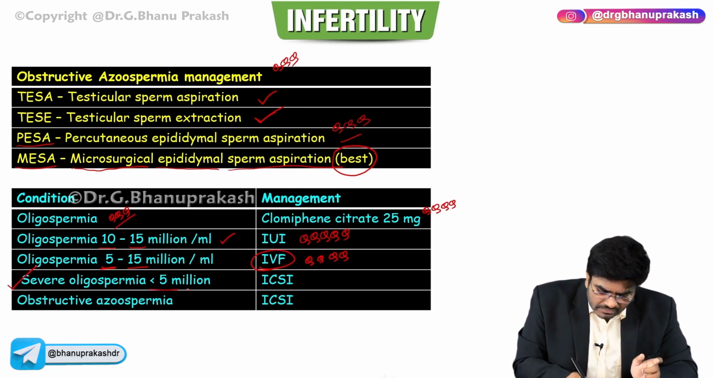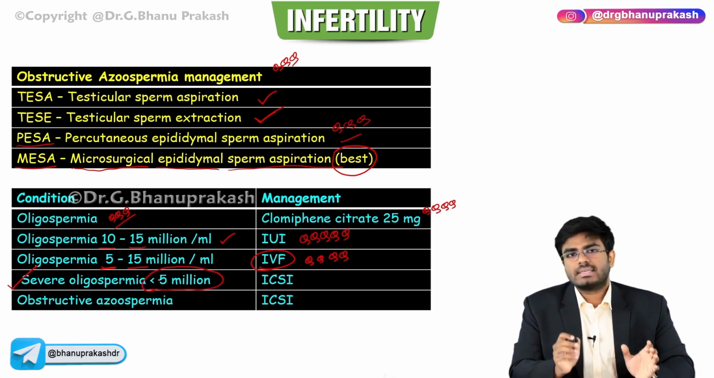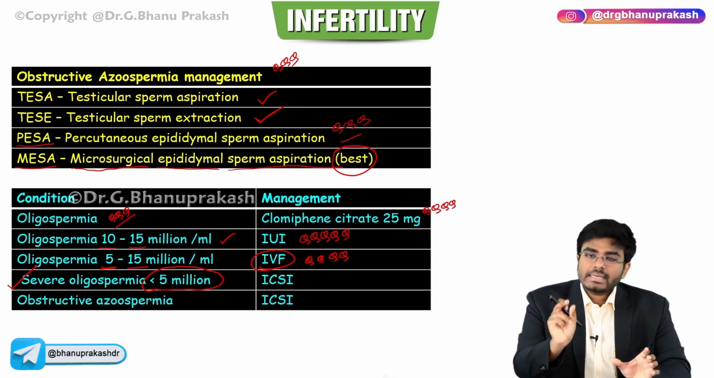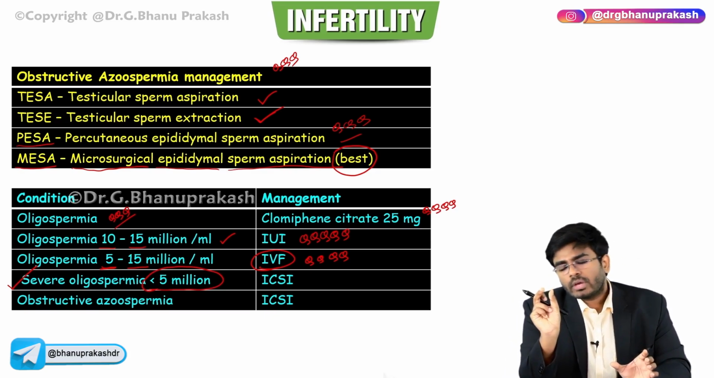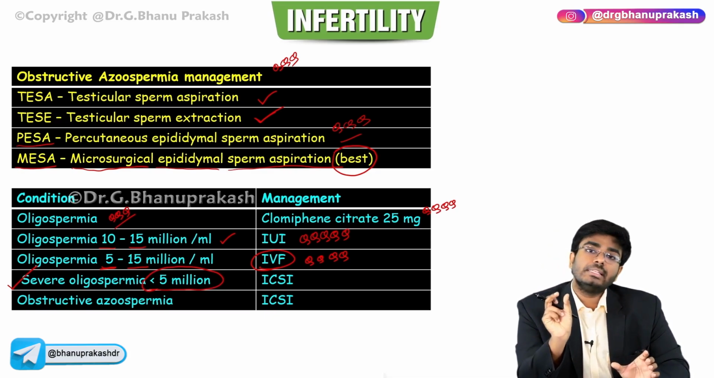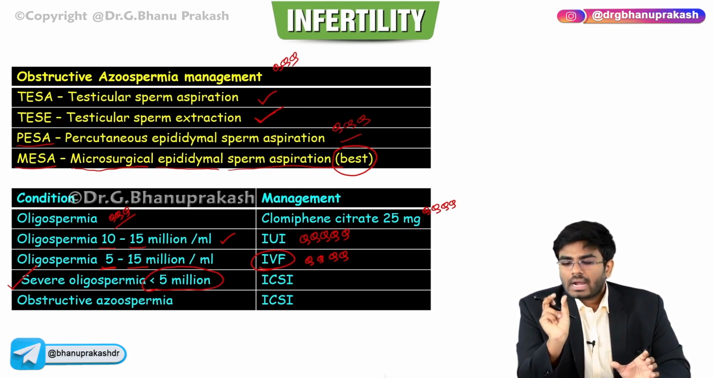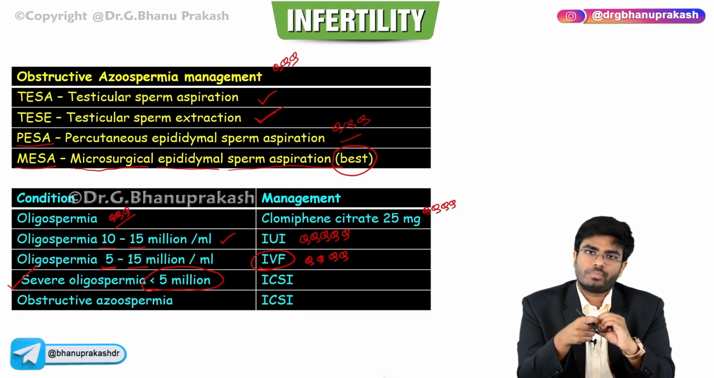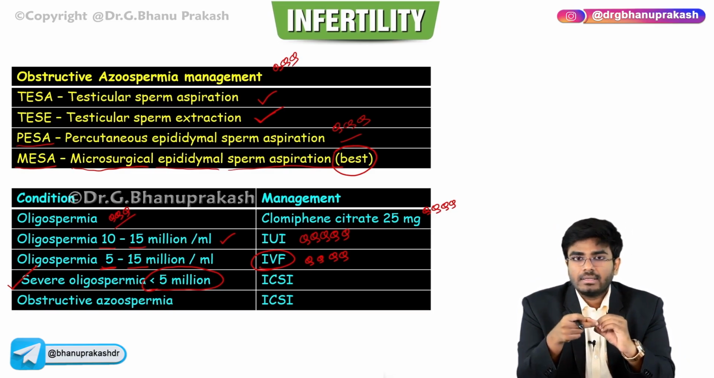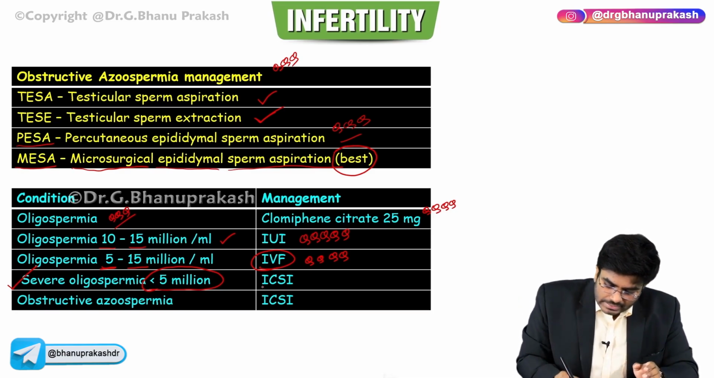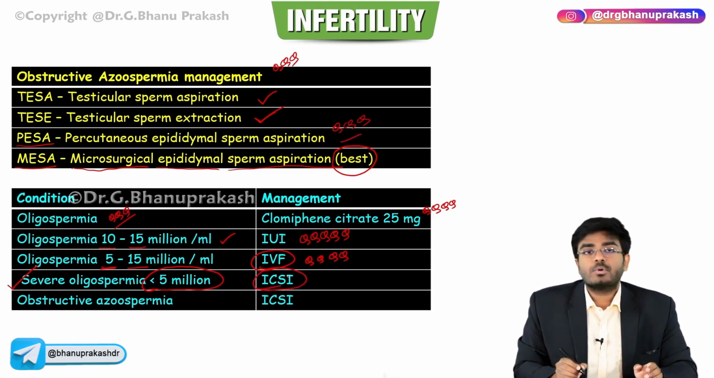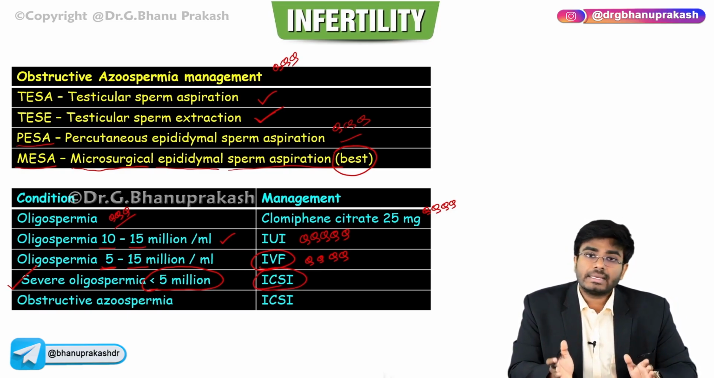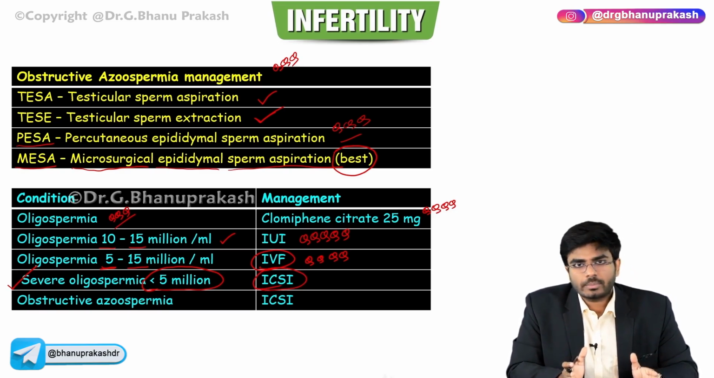Less than 5 million is a very low count. Now in these cases, we are not going to take any chance. We will be directly getting the sperm. We are going to get that one sperm which is healthy looking, actively motile. Now this sperm is directly injected into the ovum. Okay, we are doing it with our hand. So that is known as intracytoplasmic sperm injection. Intracytoplasmic sperm injection is indicated if there is severe oligospermia.